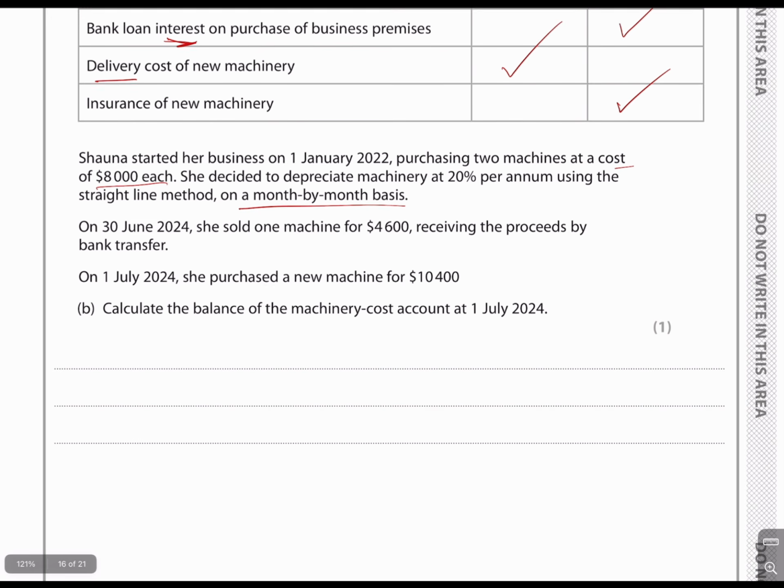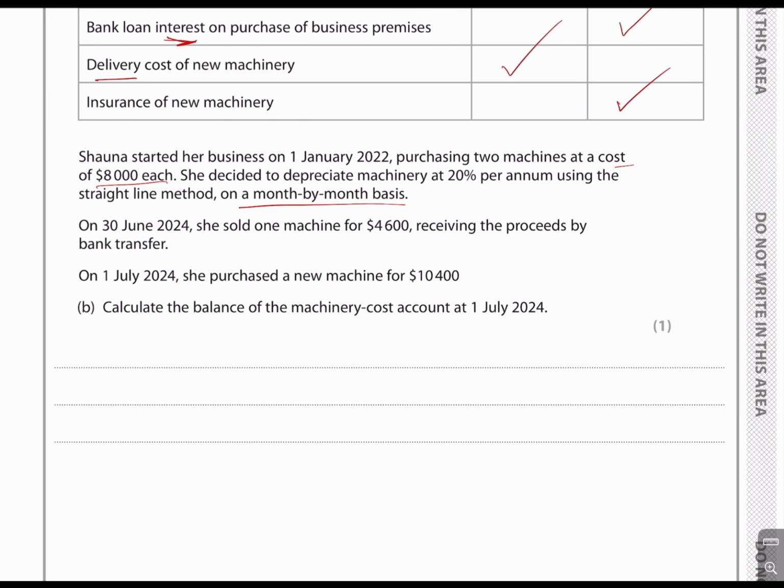Let's first start with number B. On 1 July 2024, she purchased a new machinery for 10,400. Calculate balance for machinery account at 1 July 2024. Balance of the machinery cost account.